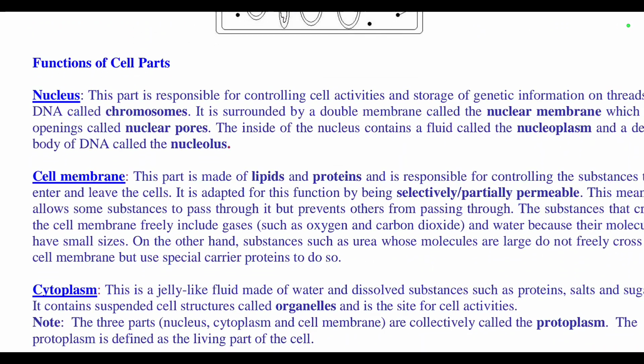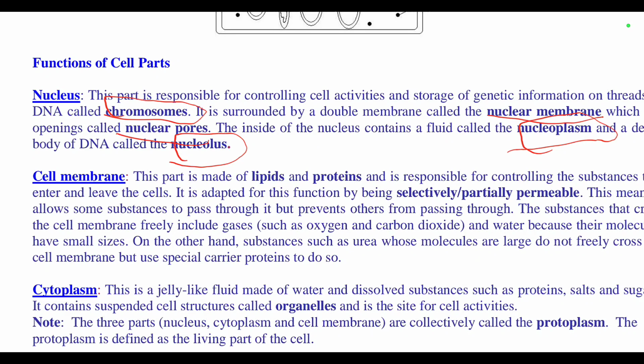Let's look at the functions, shall we? Now, functions of cell parts. Let's start with the nucleus. The nucleus is the part responsible for controlling cell activities and the storage of genetic information on the thread of DNA called chromosomes. It is surrounded by a double membrane, the nuclear membrane, which has openings called nuclear pores. The inside of the nucleus contains a fluid called nucleoplasm, and a dense body of DNA called nucleolus.